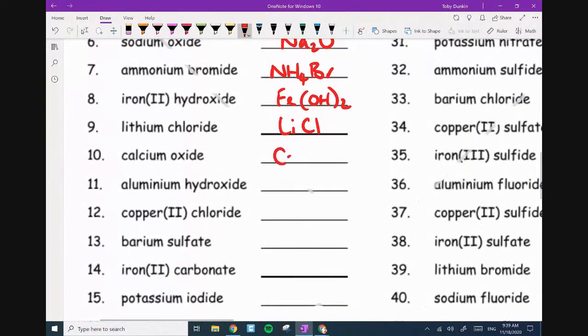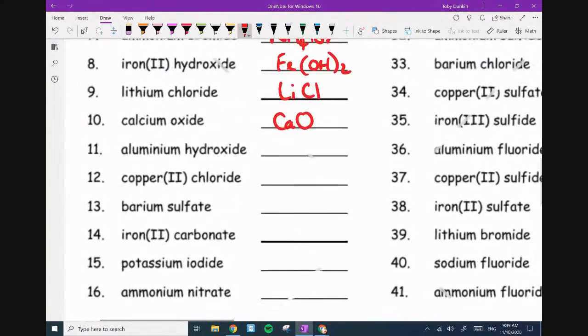Calcium oxide, calcium is in group 2, 2+. Oxygen, O2-, so it's CaO, it's a cow.